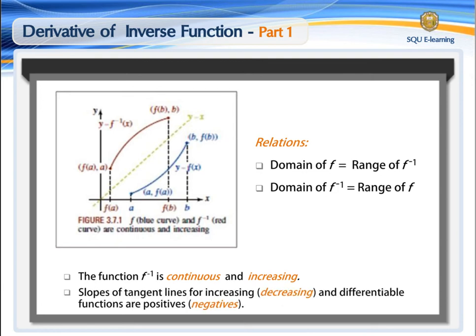Now, if we are interested in the relation between the derivatives of the two functions, then let us go back to the slopes of the tangent line. You know that slopes of tangent lines for increasing and differentiable functions have to be positive values. And the slopes of tangent lines for decreasing and differentiable functions have to be negative values.